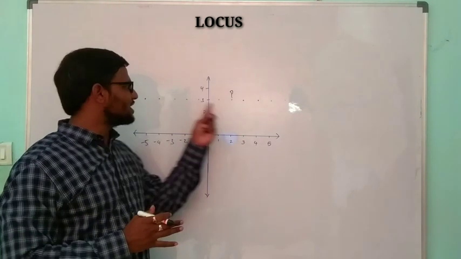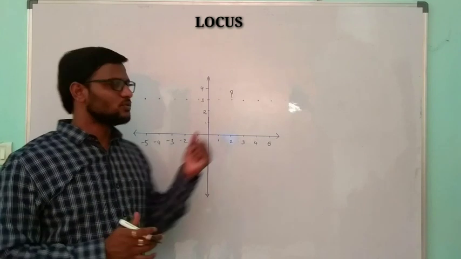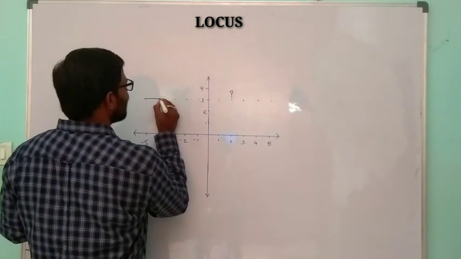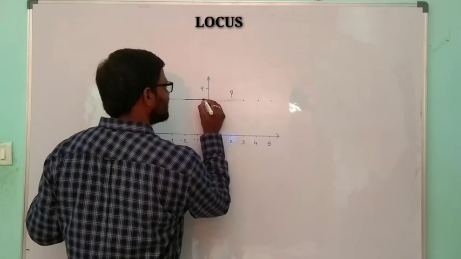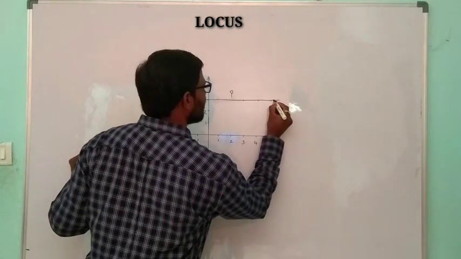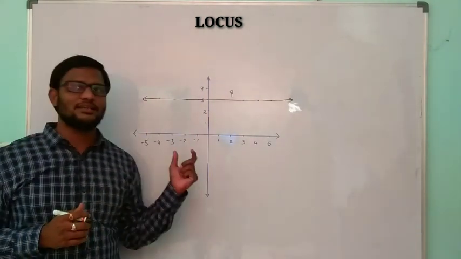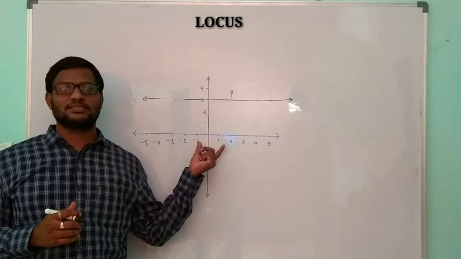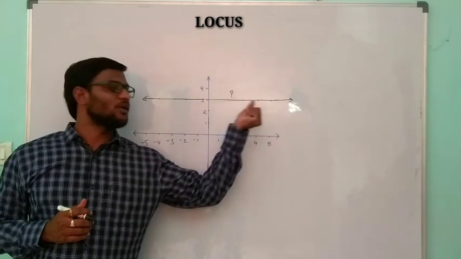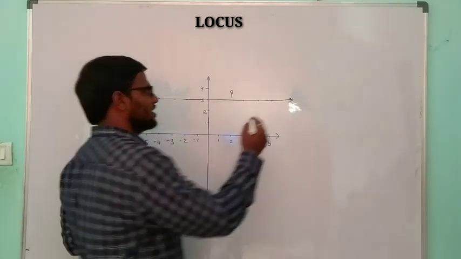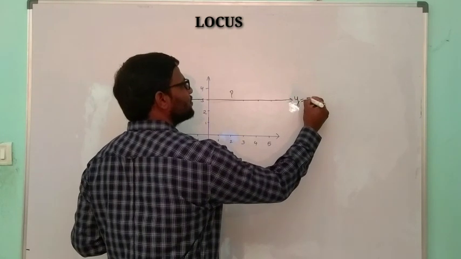That means it is satisfying one condition. What is the condition here? Fixed distance. So if we join all these points, we get a straight line. This straight line has a condition: the common property is that it is a fixed distance from the x-axis. All the points lie on this line. What is this line called? It is parallel to the x-axis: y is equal to 3.